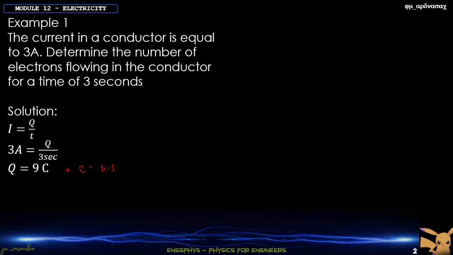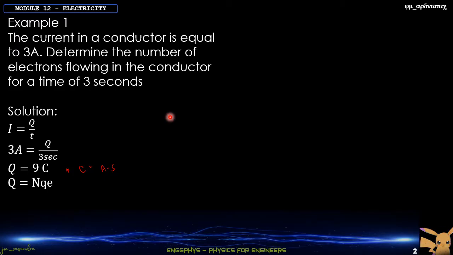Okay, so in this case, 9 coulombs is not our final answer yet, since what we are looking for is the number of electrons. So we have defined already from electrostatics that the total charge can be computed as the number of electrons flowing times the charge of that electron. So Q is computed as N times Q_e, and Q_e is a constant value.